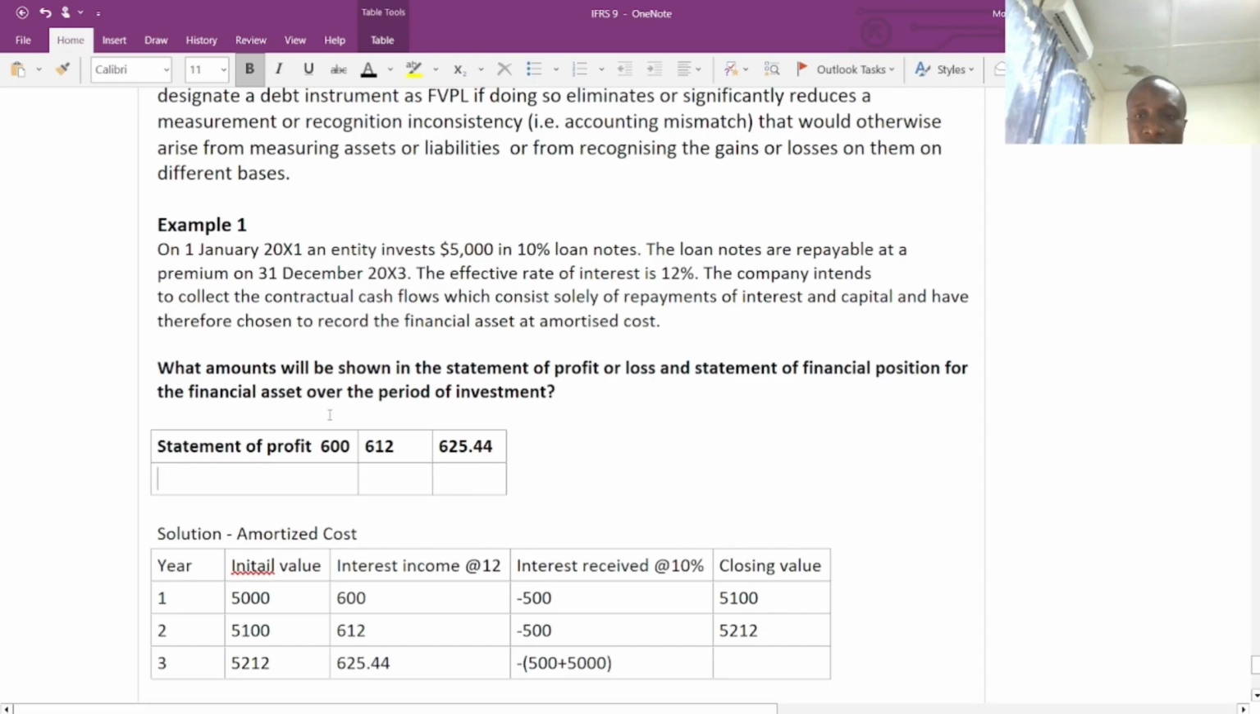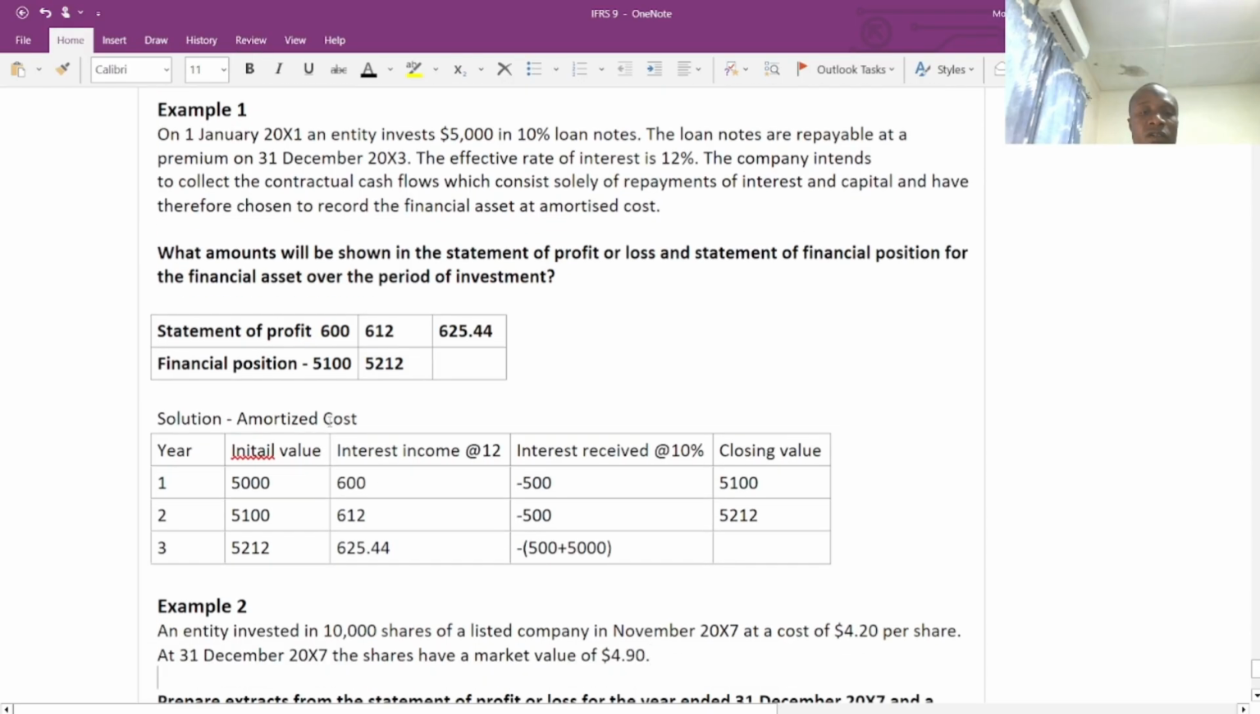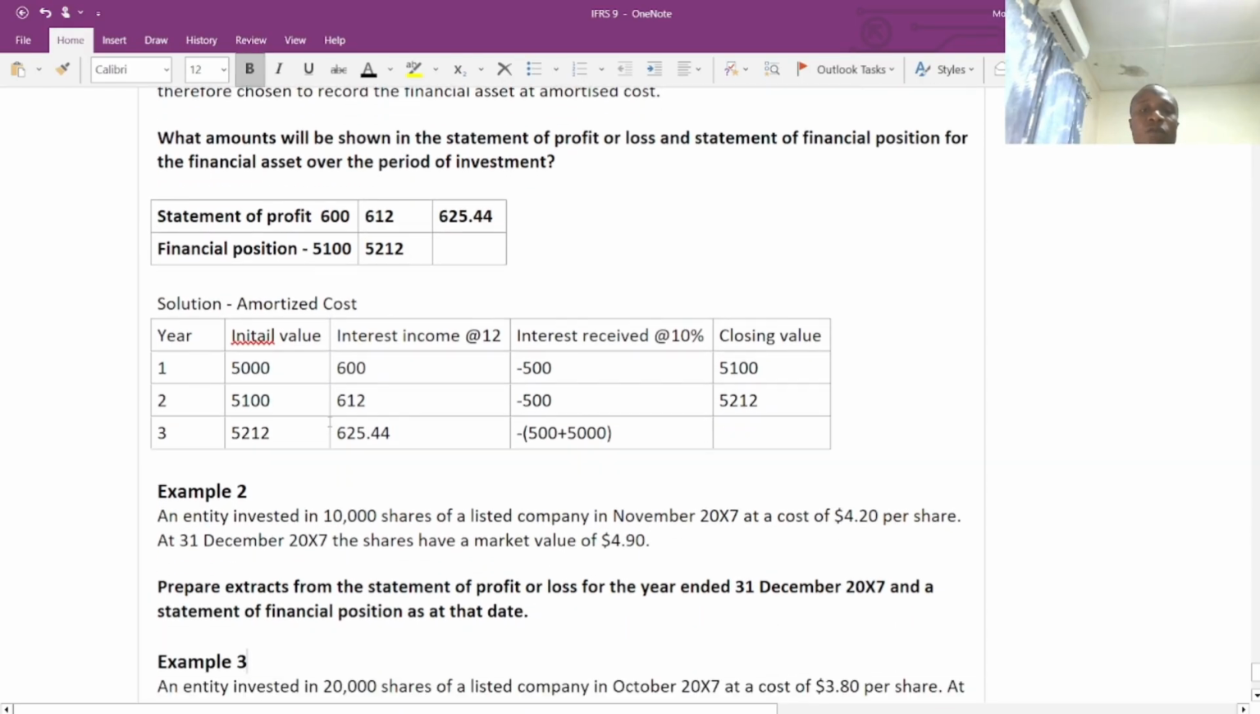And also the financial position, the assets, we are going to show 5,100. We are going to show 5,212. In year 3, we are going to offset everything. We are not going to show any financial asset or financial liability. So no financial assets in this situation. So basically, this is the concept, and this is how we are going to account for it.